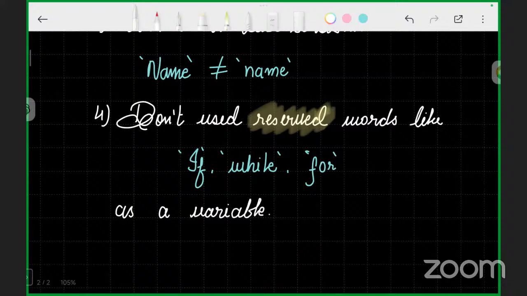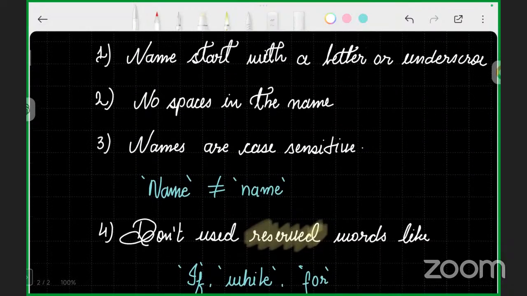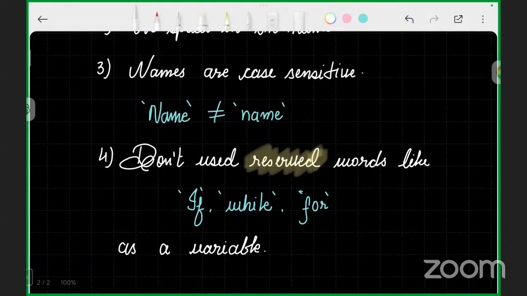Okay, go through these four points one more time. One, two, three, four. It should not start with any spaces, and there must be no spaces at all. It should start with a letter or underscore. Names are case sensitive, and don't use reserved words like if, while, and for. You cannot use the reserved keywords as well.